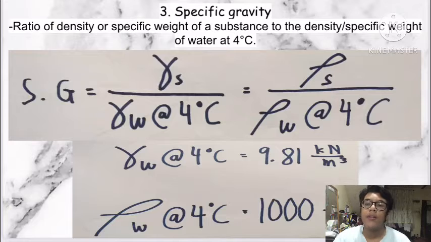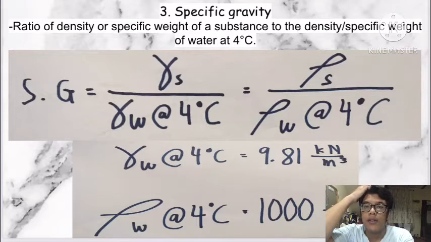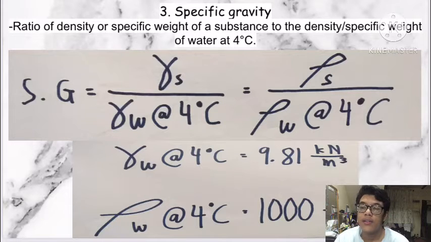The third one is about the specific gravity. Specific gravity means the ratio of the density or specific weight of a substance to the density or specific weight of water at 4 degrees Celsius. Regarding the formula, specific gravity equals the specific weight or the density over the specific weight or the density of water at 4 degrees Celsius.